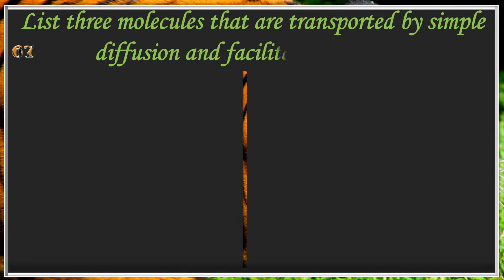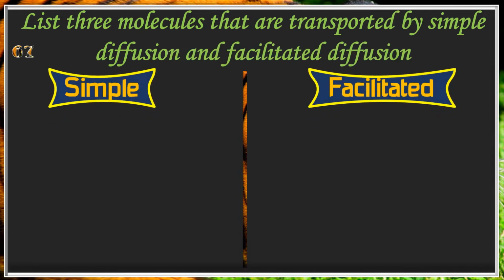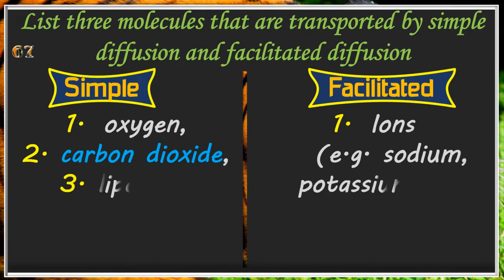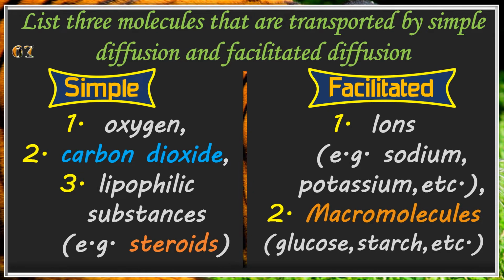List 3 molecules that are transported by simple diffusion and facilitated diffusion. Simple diffusion, we have materials like oxygen, carbon dioxide, lipophilic substances like steroids. For facilitated diffusion, we have substances like ions. For example, we have sodium, potassium. We have macromolecules like glucose, starch, and others.